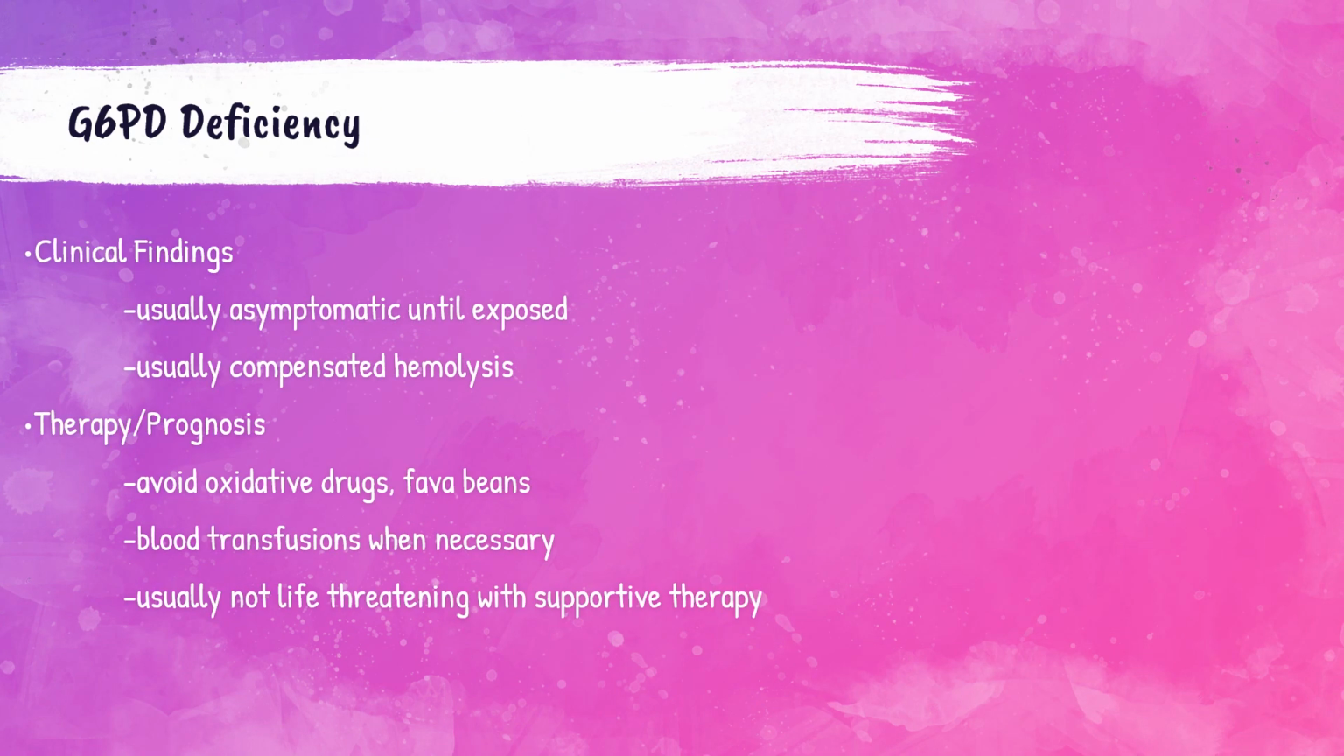Patients with a G6PD deficiency will usually be asymptomatic until they have an exposure. Since this isn't constant hemolysis, and only occurs when there is an exposure, usually the bone marrow is able to compensate for the blood loss when an episode happens. So obviously the treatment for these patients is to have them avoid oxidative drugs and fava beans and provide them supportive therapy like blood transfusions when needed. This disorder is usually not life-threatening, especially when supportive therapy is provided.